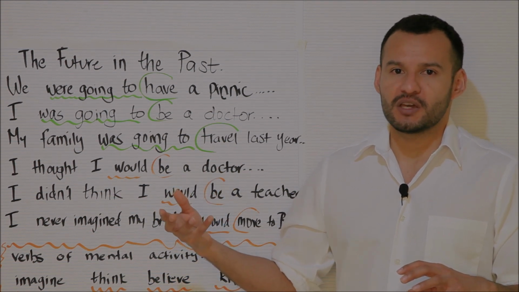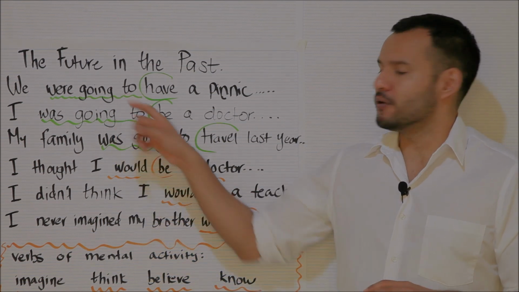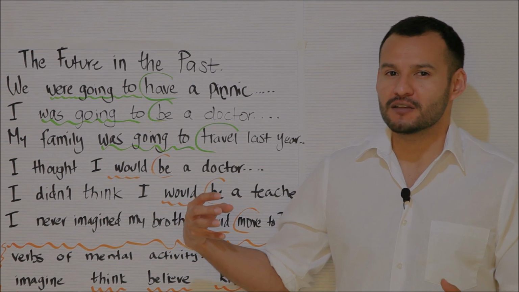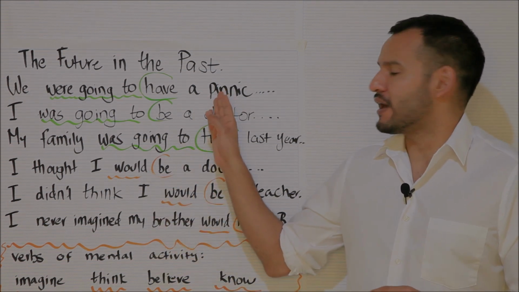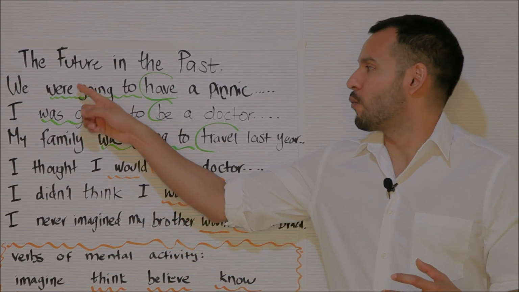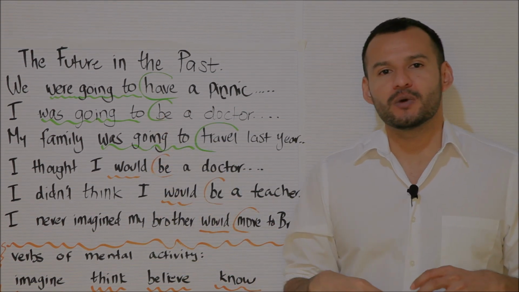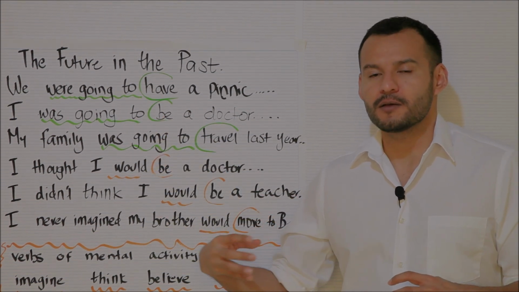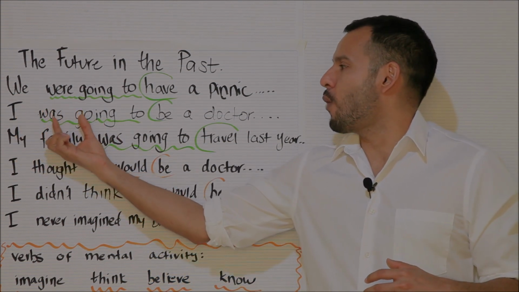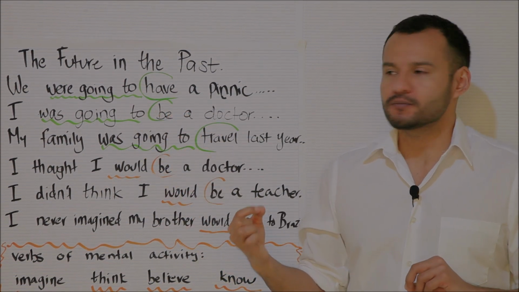Or if the subject is we, you, or they, were going to. For example, my friends and I were going to have a picnic today, but then it started raining, so we had to cancel it. So this is a plan that I had in the past that I had to cancel. We were going to have a picnic. Or in the second example, when I was young, I thought I was going to be a doctor, but it didn't work out. So again, I was going to be a doctor, a verb in the base form.